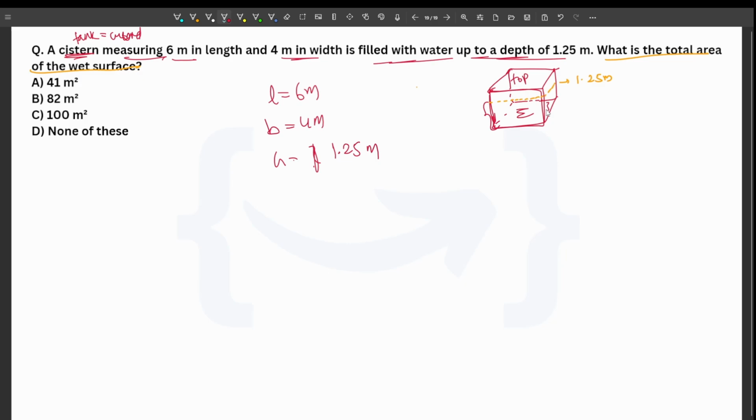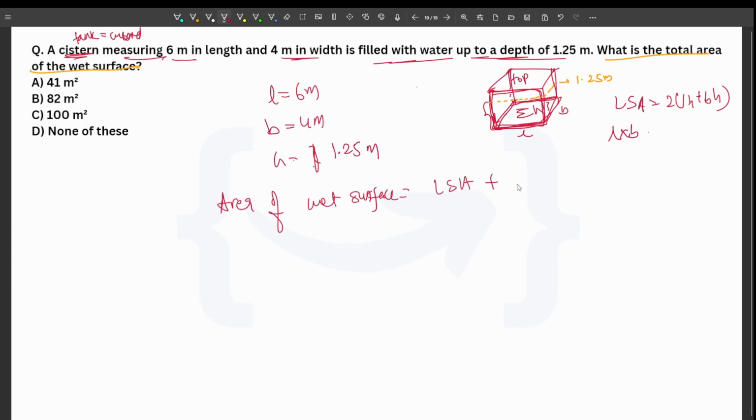Everything is wet. What is the ask now? The area of wet surface you need to find. Don't you think the lateral surface area will be the best choice here, isn't it? Because it covers 2 into length plus length into height, isn't it? Length, height, breadth. So 2 into length plus breadth into height would cover these, and we'll add this one as well, which is the base also. So base would be L into B. Okay, so it will be LSA plus length into breadth.